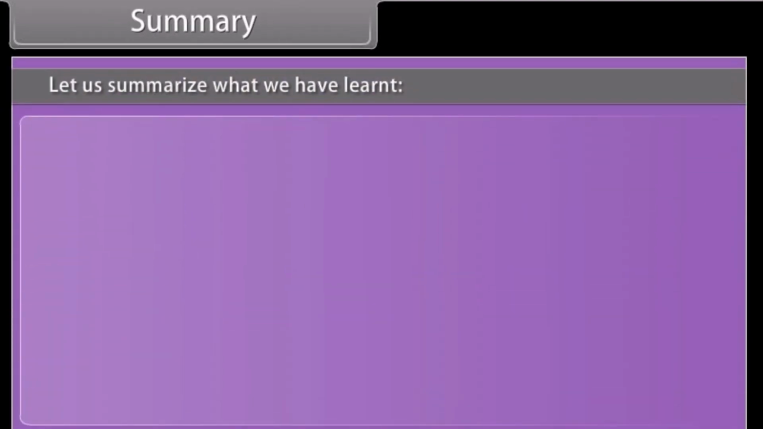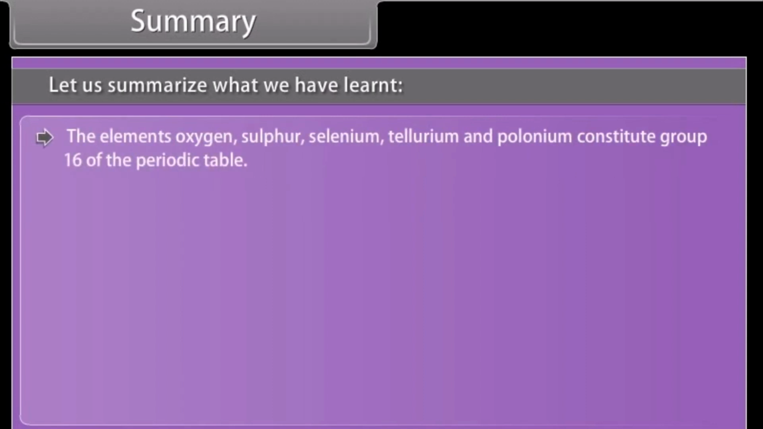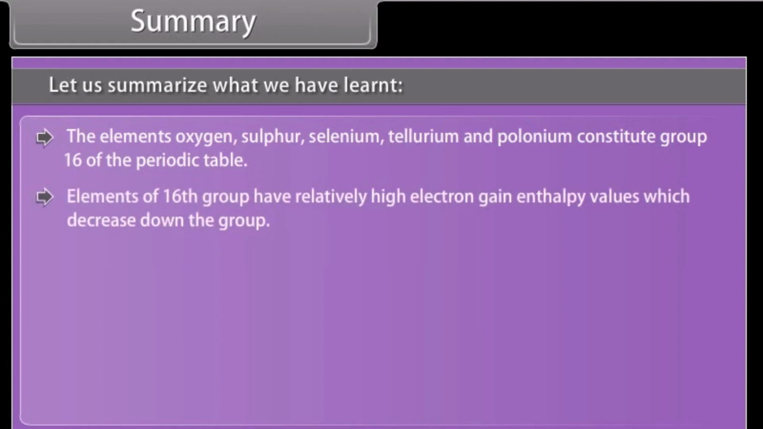Summary. Let us summarize what we have learnt. The elements oxygen, sulfur, selenium, tellurium, and polonium constitute group 16 of the periodic table. Elements of the 16th group have relatively high electron gain enthalpy values, which decrease down the group.